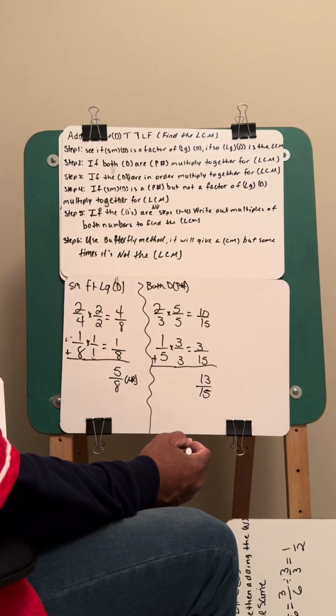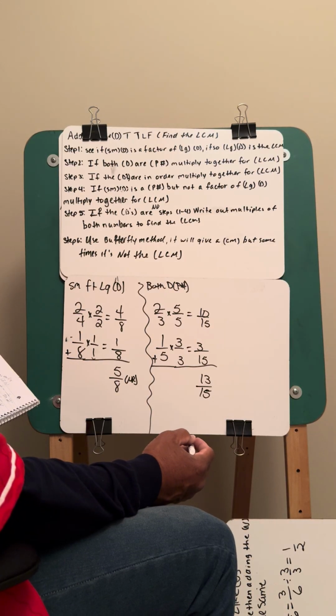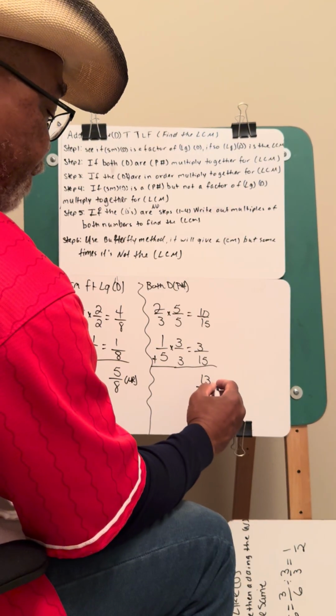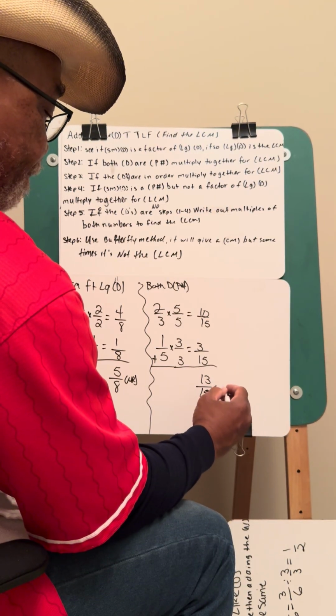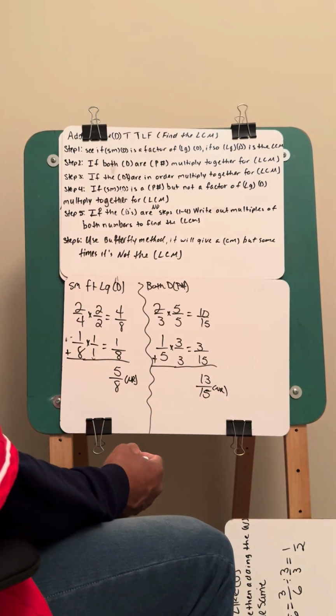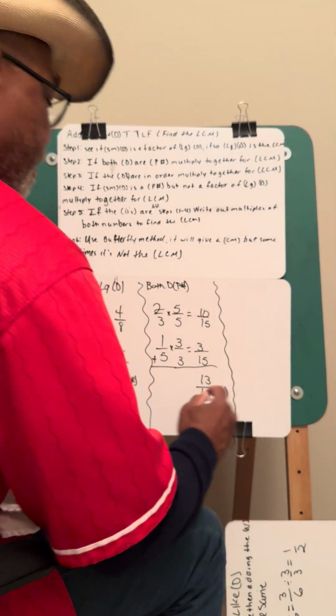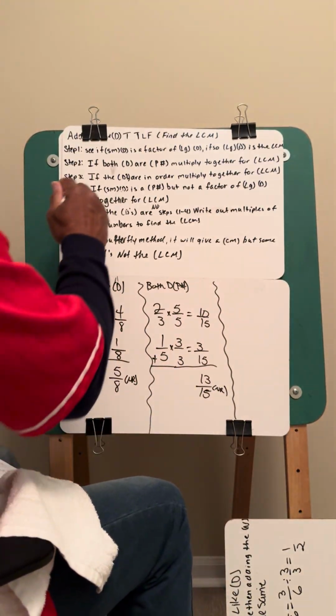Okay? And again, 13 is a prime number, but not a factor of 15, which makes this an NR. Let's see if we can get this last one. Get the third one on there. And the third one was what?